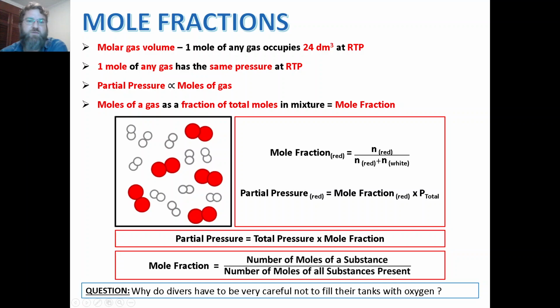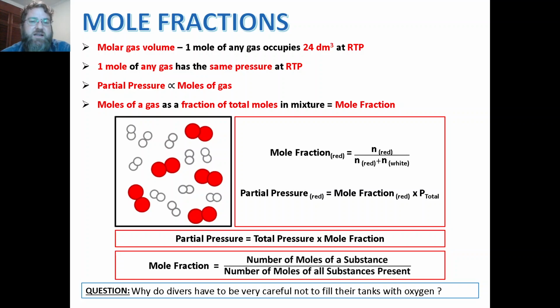Okay, so mole fractions. Now, you know that 1 mole of any gas, the molar gas volume, is 24 dm cubed at room temperature and pressure, 24 liters. That means that any gas, doesn't matter what it is, oxygen, nitrogen, hydrogen, sulfur hexafluoride, if it has the same number of particles as any other gas, then it's going to have the same pressure. It occupies the same volume and it'll have the same pressure if it's put in a similar container.